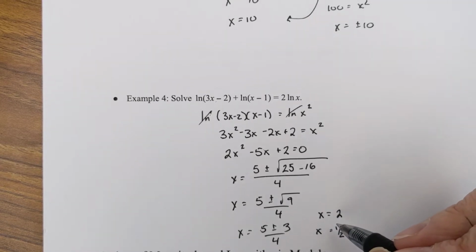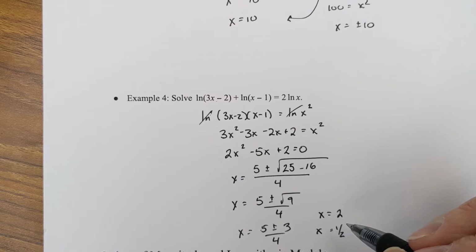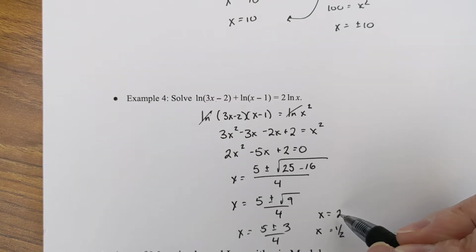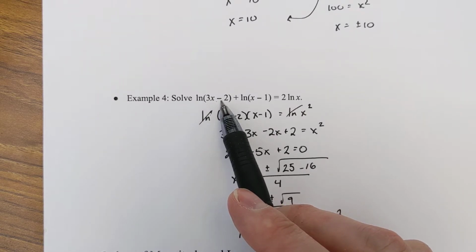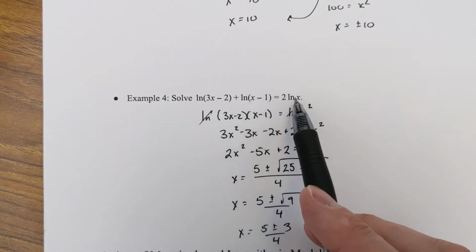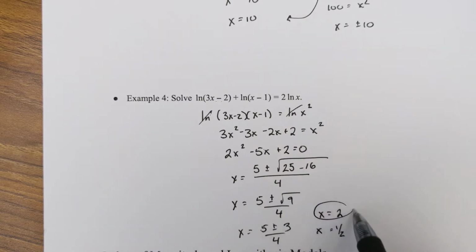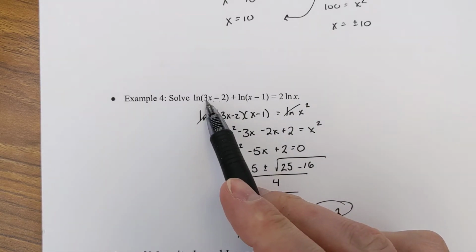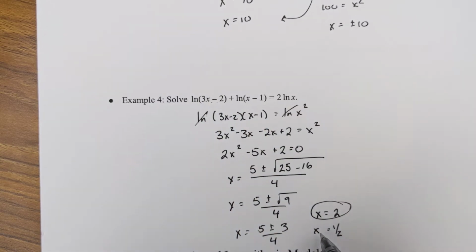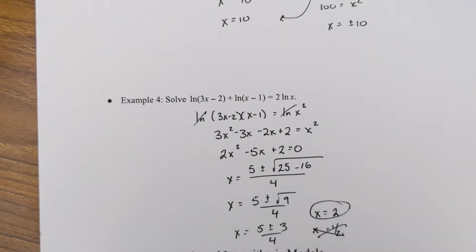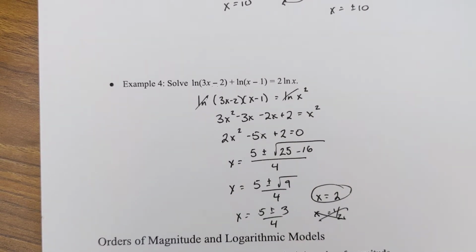Now, we do have to check our answers because we're not allowed to take logs of negative numbers. So if I use x is equal to 2, that gives me 6 minus 4, so that's positive, it's okay. 2 minus 1 is positive, it's okay. 2 here is also okay, so 2 works. If I plug a half in, 3 halves minus 2, so 1.5 minus 2 gives me a negative number. So 1/2 actually isn't a solution, only 2 is.